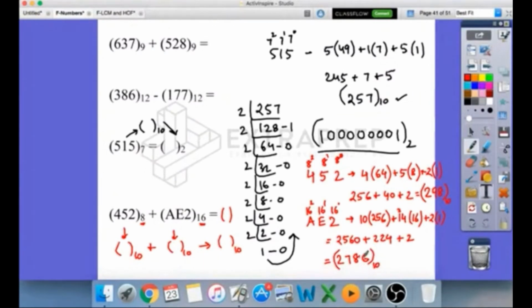How do we add 298 to 2786 faster? What we do is we add 300 and we subtract 2. That's the easiest way. So when you want to add 298, you add 300 and subtract 2. So 2786 plus 300 will give you 3086, and 2 subtracted will give you 3084 base 10 as the answer.